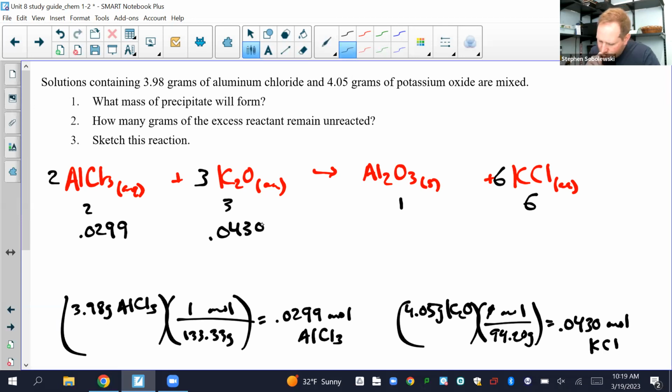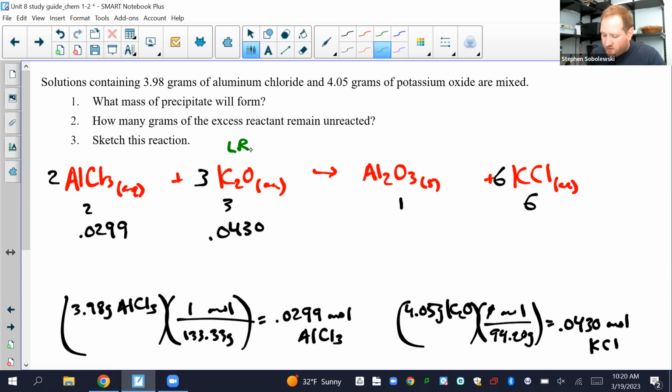0.0430. Okay. We need to identify the limiting reactant. And this actually looks too close to call for me, just visually. It's a 2 to 3 ratio. So the way I do this is I'm going to need 1.5 times more of this compared to that. So let's see if I have it. 0.0299 times 1.5 gives me 0.0449. Do I have that? No, I don't. That means that's the LR.